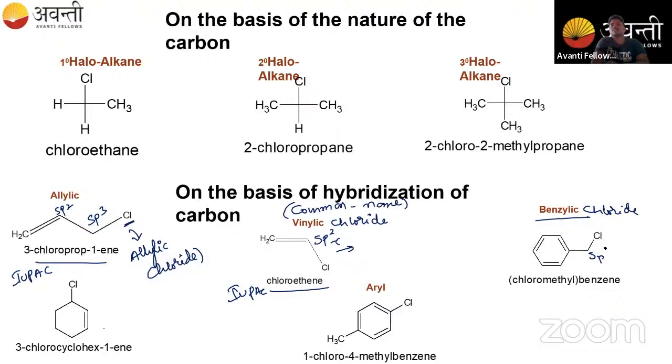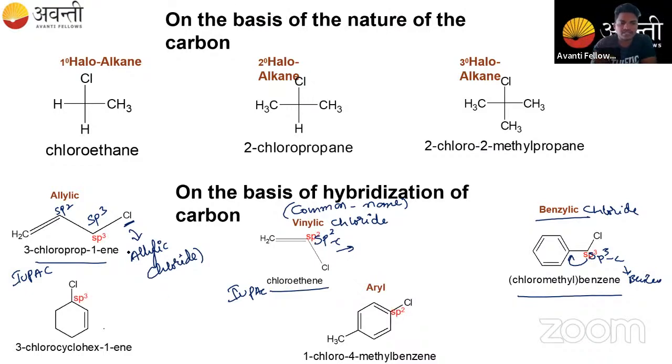Chlorine is attached to an sp3 carbon and this sp3 carbon is attached to benzene. Whenever you have it like this, we call it benzylic chloride. Its IUPAC name is chloromethyl benzene. Very, very important for your examination. I hope you understand this. Next.